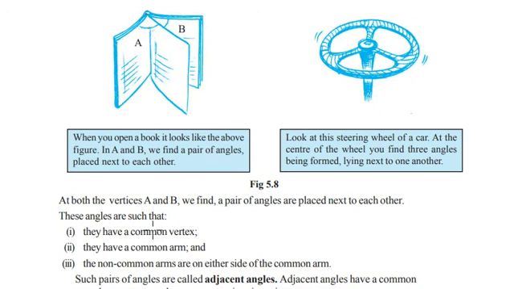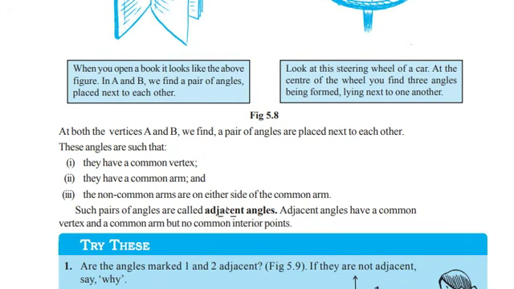to each other. These angles are such that they have a common vertex and a common arm, and they have non-common arms on either side of the common arm. You can see these are non-common arms. Such pairs of angles are called adjacent angles. They have a common vertex, a common arm, but no common interior points.